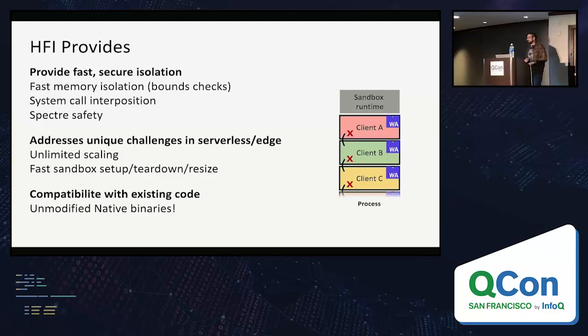It gives us unlimited scaling. It doesn't have any of those constraints that we had before. We have a small amount of on-chip state. We context switch that state, and we're done. And we can set up, tear down, and resize sandboxes very, very quickly. This is just a change of registers. And finally, of course, this is compatible with existing code. We don't have to get into the whole huge game that we're playing with Wasm.